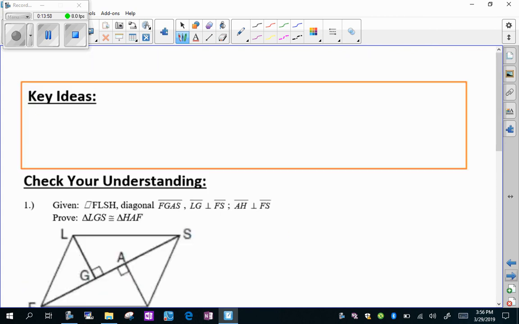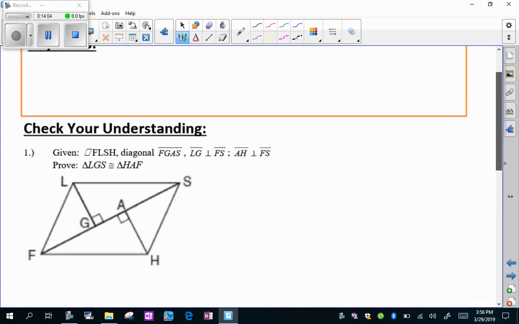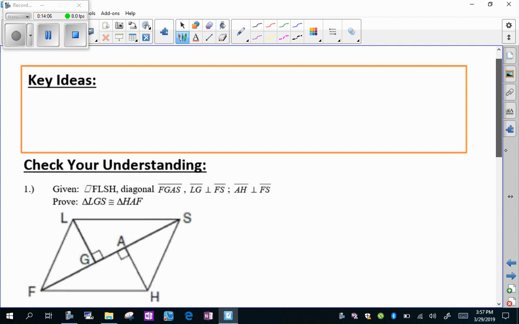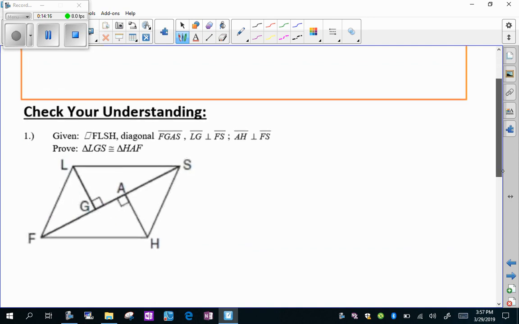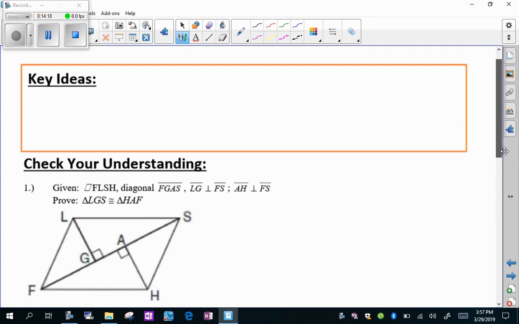Okay, what I want you to do is write down some key ideas. I want you to try that proof, check your understanding. All right, just break it down, highlight. Fill in the information that's given, fill in the information that you know from your knowledge of parallelograms and from your past, and please try and prove that those two triangles are congruent.